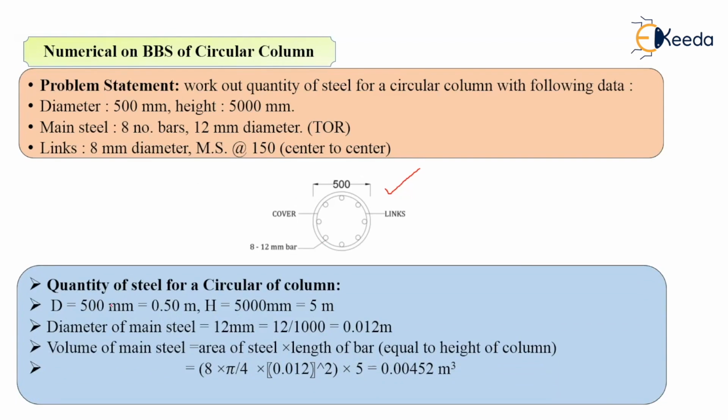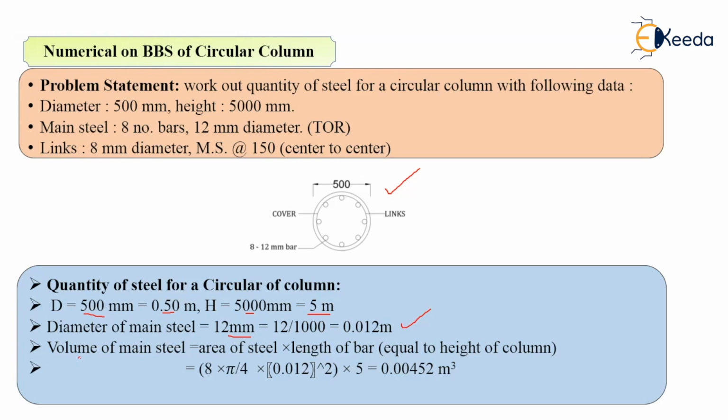See, first I will write down the given data that they have given. The diameter is 500 mm, in meter it is 0.50 meter. Height they have given 5000 mm, in meter it is 5 meter. Diameter of main steel they have given 12 mm. If you want to convert this into meter, I will divide it by 1000 because we know 1 meter is equal to 1000 mm. So 12 divided by 1000 will give you 0.012 meter. This is the diameter of main steel. And there are such 8 number of bars.